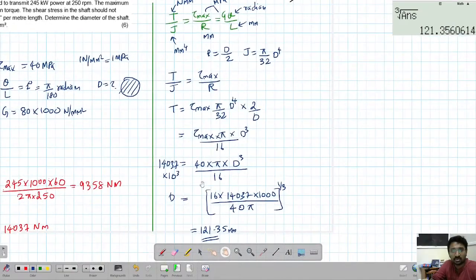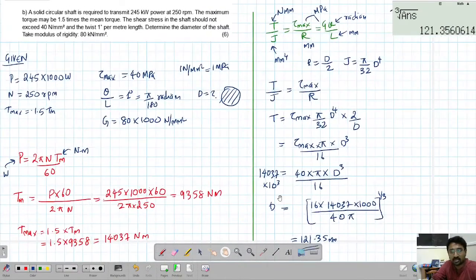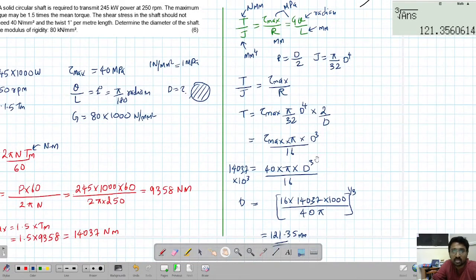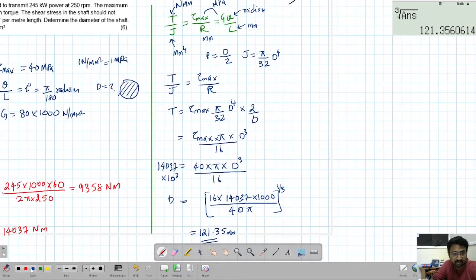Now, this diameter. What it is telling is, with this diameter, the given torsion is 14037. So when we apply this much torsion on this diameter shaft, the maximum shear will be 40 MPa. It will reach that value. Okay. Now we have to find at what torsion or at what diameter, if you apply this torsion, we will get a theta by L of pi by 180. So to solve this, we'll take up the next part. So let's take the next part, the second part of the equation.